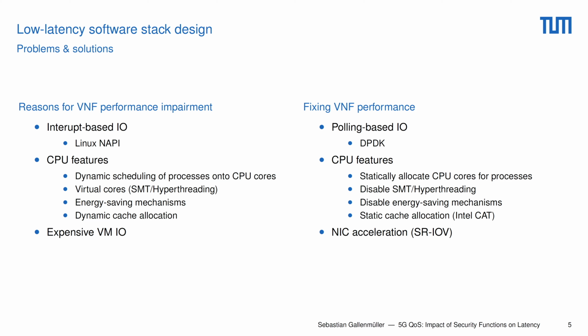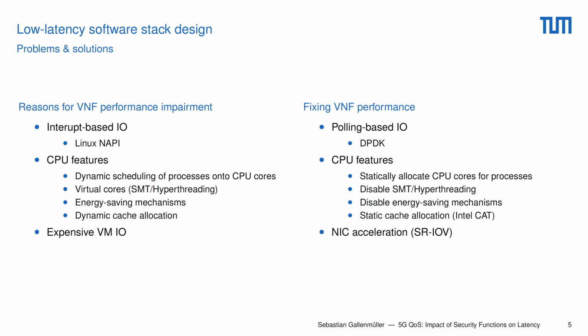We can also use our CPU features differently. We can, for instance, statically bind CPU processes onto cores to avoid any costs when switching between CPU cores. We can disable the virtual cores entirely. This lowers performance but creates a more consistent performance for the remaining cores. We can also disable energy saving mechanisms, raising energy costs, but providing a more consistent latency behavior.